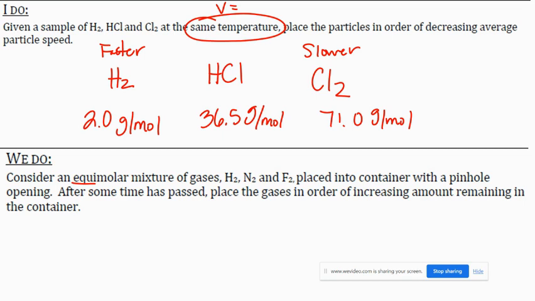So which one of these is going to stay in the container, more of it? And what's that based on? Yeah, it's based on size. Right, it's based on size. So F2 is going to be bigger than H2. And with the other two, I guess, H2 is going to be here. More of that's going to be gone, and N2 will be here. After some time, place the gases in order of increasing amount remaining. So the F2 should stay in there longer. Yeah. Okay.